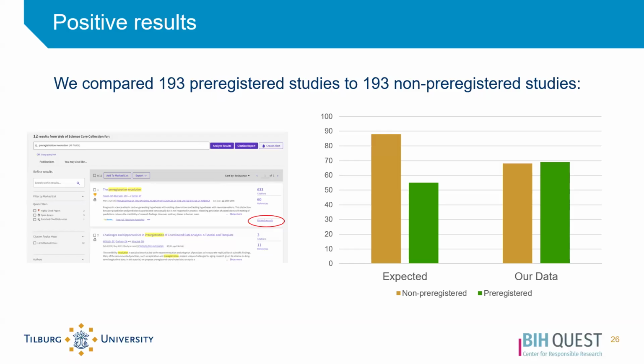So we did not find any difference between pre-registered studies and non-pre-registered studies in how many positive results they had. So basically, we did not find what we expected. So this sheds some doubt on how effective pre-registration currently is, though there are other studies that do show this. So this is a bit of a disclaimer.